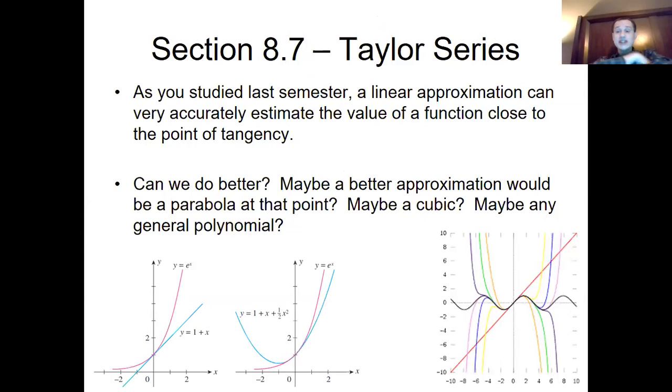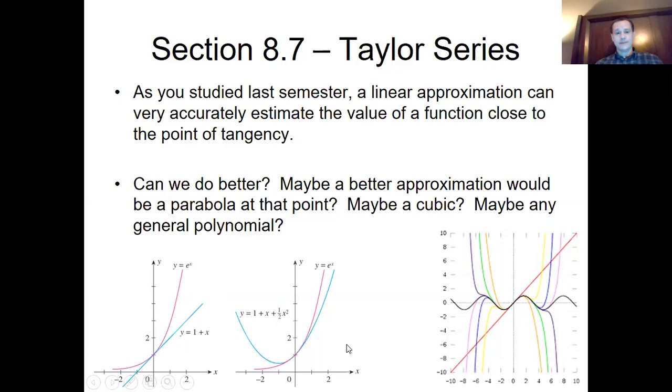Okay, section 8.7, still in chapter 8, is about Taylor series. Now, if you look down here, this is what we did back in first semester. A nice little linear approximation, a tangent line around some point on my curve. So around this point, as long as I don't stray too far away from that point on this tangent line, it's still a pretty good approximation for what the actual curve is.